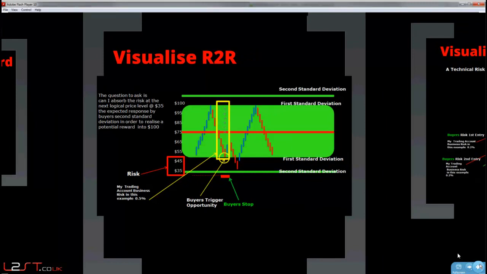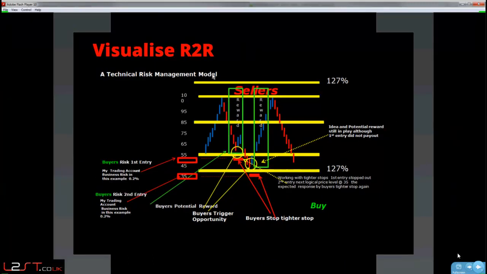So, just another example here. What you've got to think of this as is a technical risk management model. So based upon the technical structure here of the market, this is a risk management model. If you're buying down here, you've got to be willing to take some risk in this area. If you're selling up here, you've got to be taking some risk in this area. It will become a little bit clearer with some real examples, but you get the idea.